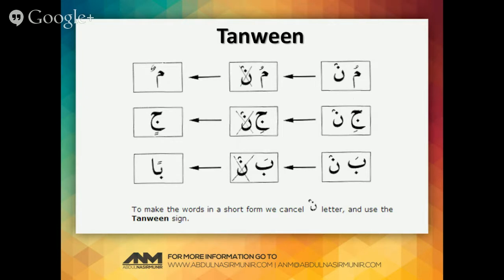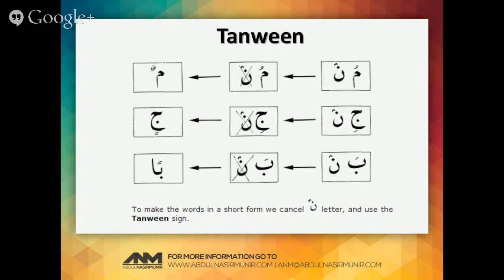Now if we look at the most left hand side, we've got Mim, Dhammatain, Jim, Kasratain, Ba, Fathatain. And the most right hand side is actually the breakdown of this Tanween. So the first one, Mim, Dhammatain makes the sound Mun. Hence it's broken down to Mim, Noon, Dhamma, Sukoon, Mun. Now you can see something which is repeating in each and every single row, which is the Noon Sakina.